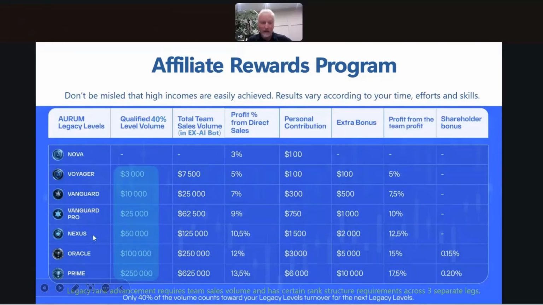You only need 125. If you can help 3 people go Nexus, and these could be the same people that went Voyager, help them grow to Nexus, that's 375,000 of volume. You only need 250 to go Oracle. Help 3 people go Oracle, anywhere in depth, that's 750,000. You only need 625 to go. So it's all about the number 3. Helping 3, helping 3, helping 3. And that's how you should rank up.